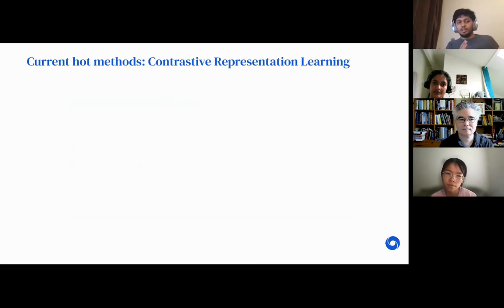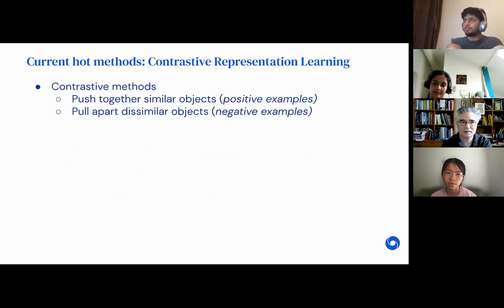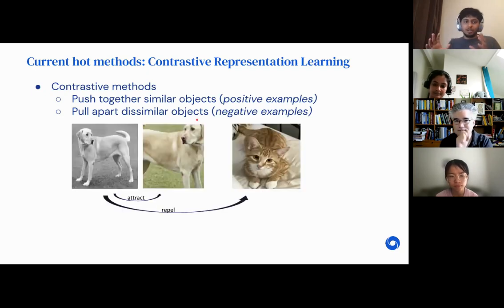Okay, so those were the very early methods. And what's the hot method today? These days it's a lot about contrastive learning. Contrastive methods learn representations by pushing together similar objects and pulling apart representations of dissimilar objects. We call them positive examples and negative examples respectively. The basic secret sauce that differentiates different contrastive methods from each other is, one, how exactly do they do the pushing or pulling of the representations? And two, how do you define what is a positive example and what is a negative example?